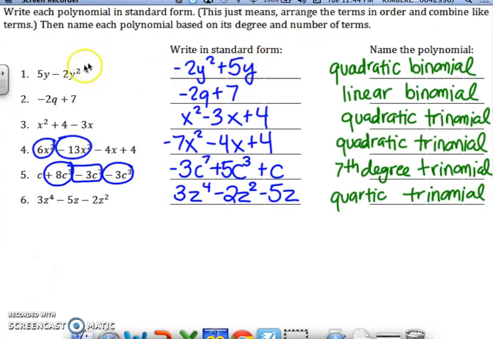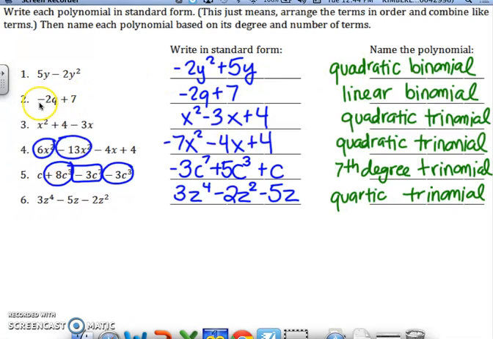So on number 1, I could not combine like terms because the exponents were different. So to write them in order or standard form, you're going to write that negative 2y squared first, and then add that 5y on the end. You've got two terms, so that's why it's a binomial, and then that exponent of 2 means quadratic.